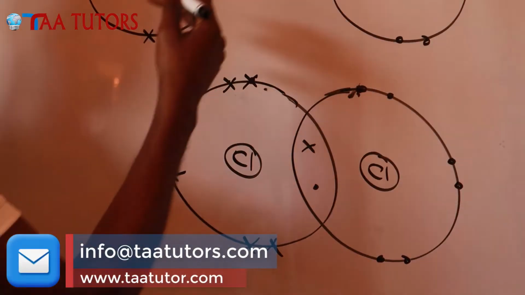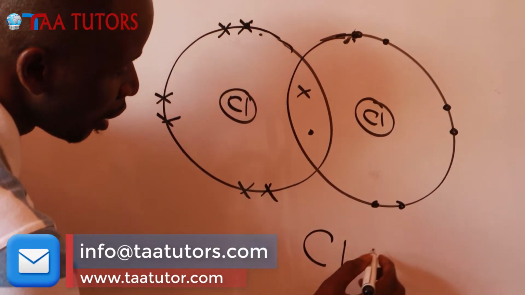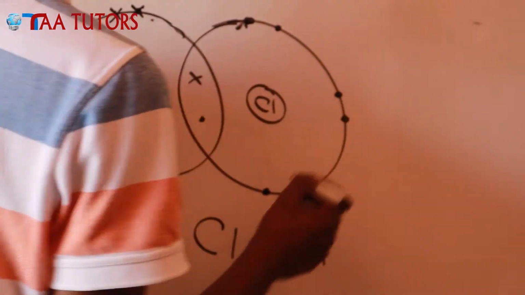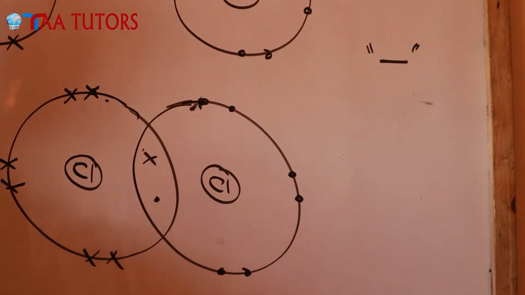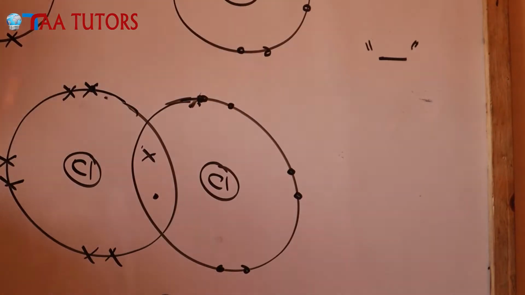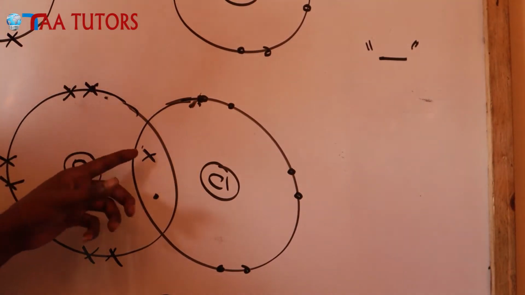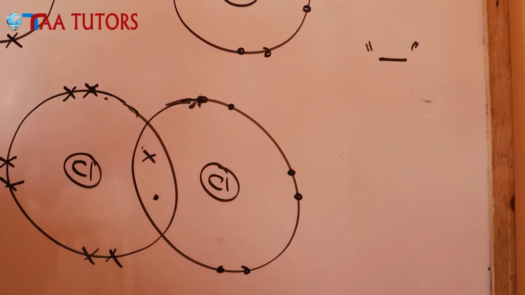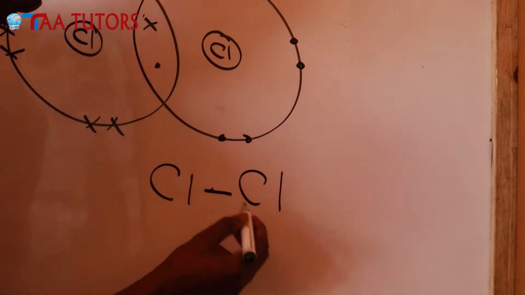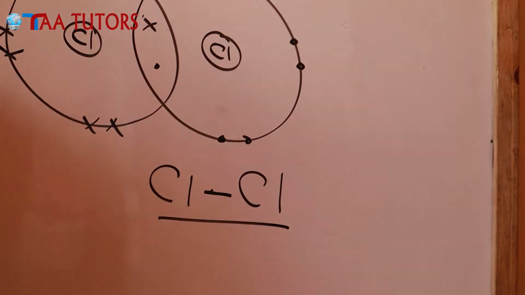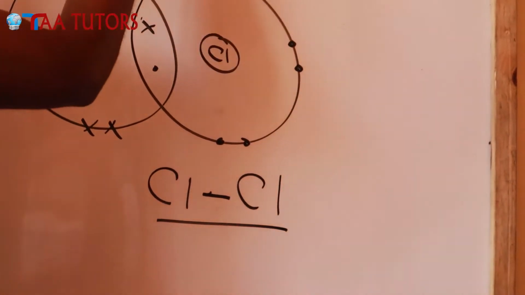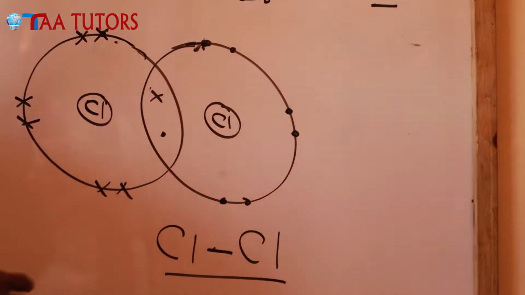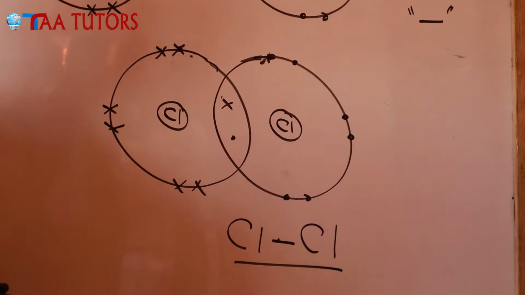Now, the displayed formula of chlorine should be Cl-Cl, because a dash represents a pair of electrons. If I ask how many dashes we will have between them, we are going to have 1 dash, because 1 dash represents 1 covalent bond, and 1 covalent bond has 2 electrons. This is the displayed formula of chlorine molecule. So we can write chlorine molecule this way. It can also be shown this way. This one is a dot cross diagram for this particular compound.